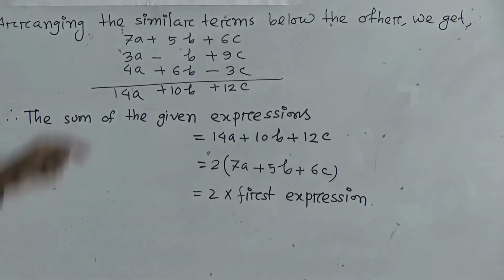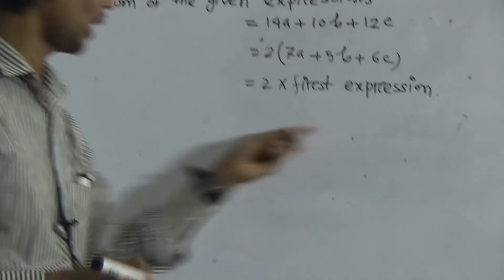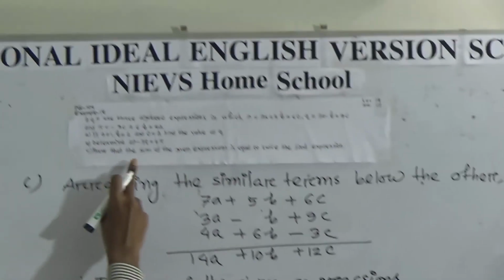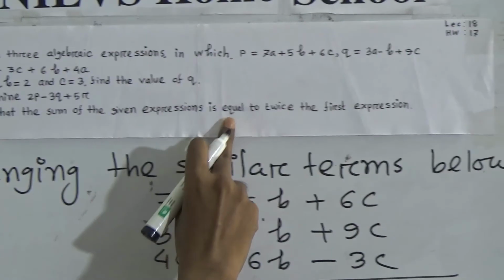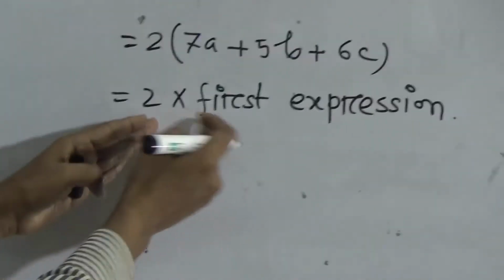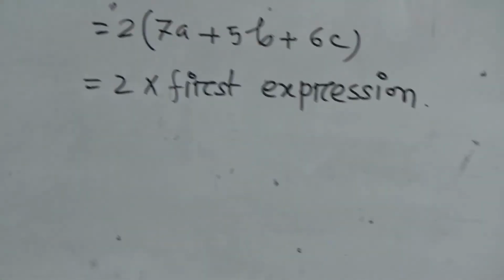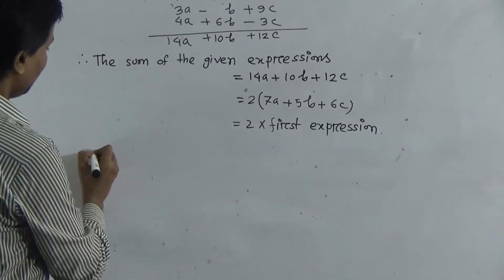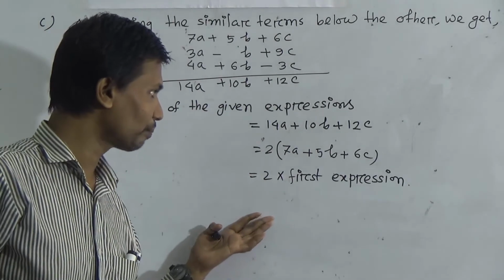Now you see the question, this question and these meanings are the same. Look, prove that the sum of the given expressions is equal to twice the first expression. You see the first expression. Now we have to write, therefore, that means our proof has already been proved.